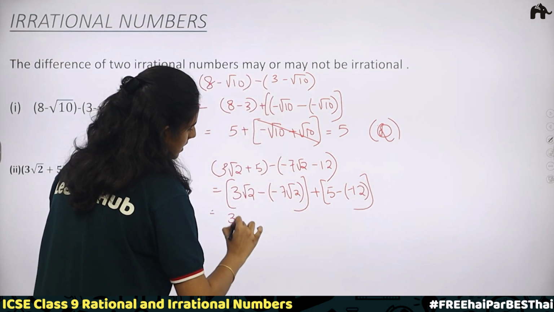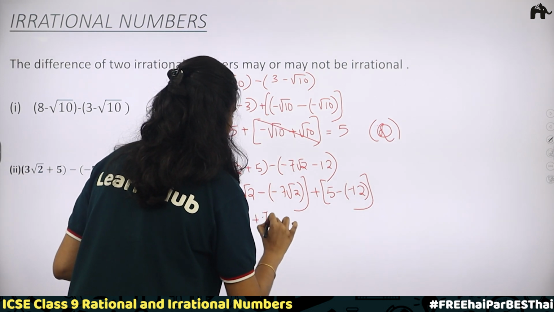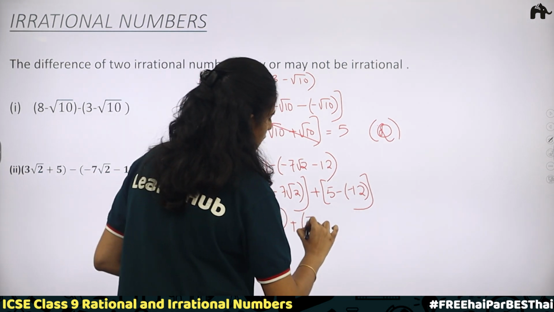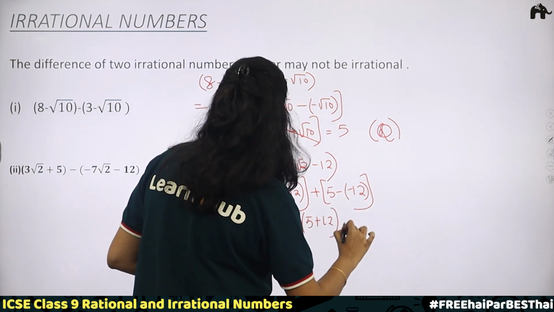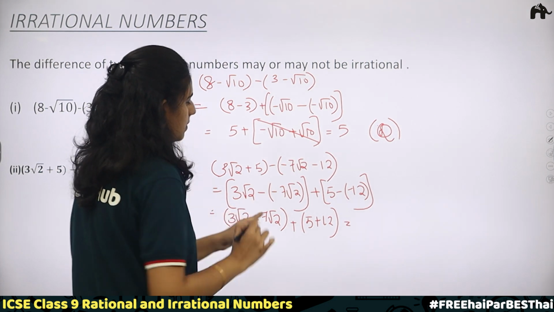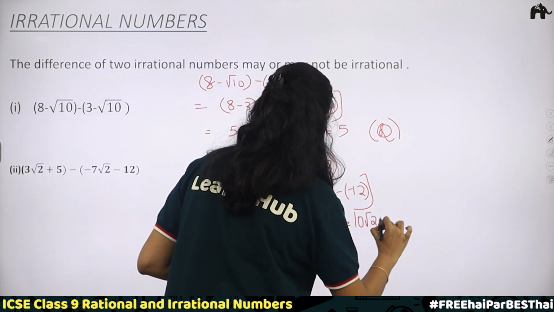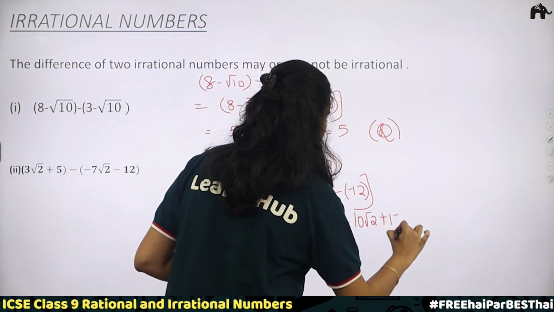Okay, that is 3 root 2 minus of minus, plus 7 root 2, plus 5 plus minus of minus is plus 12, which is equal to 3 root 2 plus 7 root 2. You will be getting 10 root 2. 10 root 2 plus 5 plus 12, that is equal to 17.